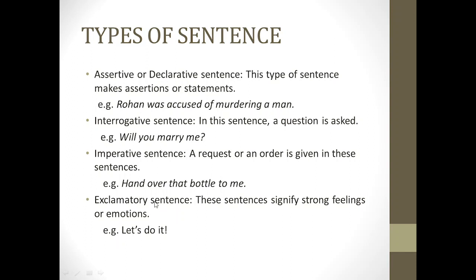Our next type is the exclamatory sentence. As you know, exclamation marks are used to signify strong feelings. So this type of sentence signifies strong feelings or emotions. Here is the example: Let's do it. We are expressing a strong emotion. So I hope you have understood about these. Moving forward.